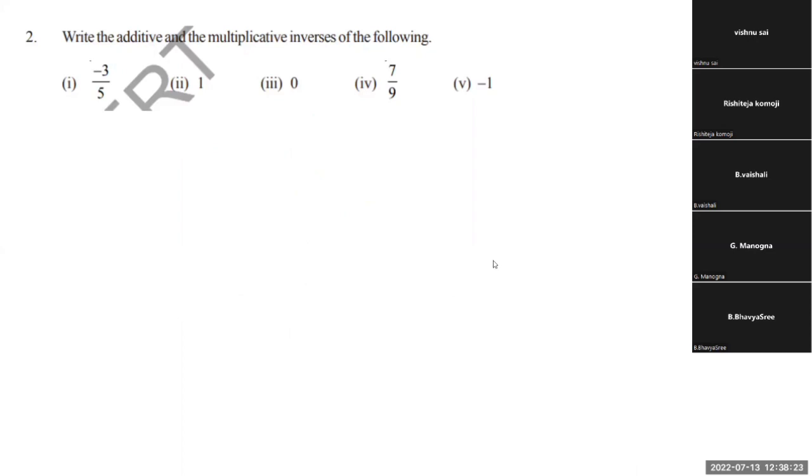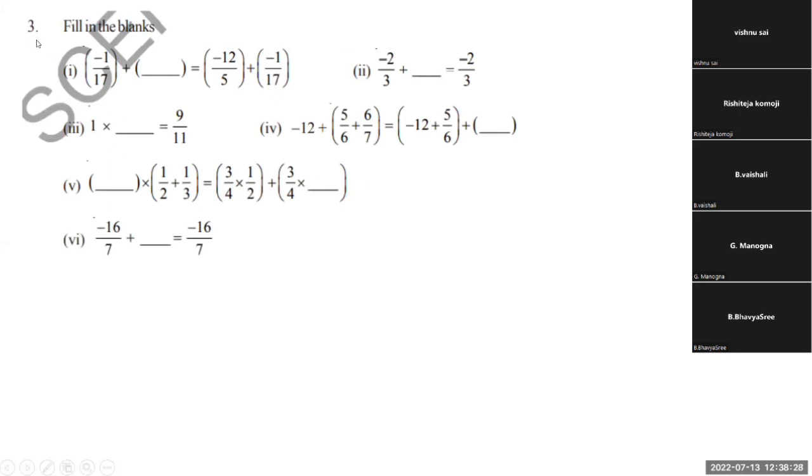Now, we'll go to the third one. Here, the third bit is your homework. Okay, you need to fill all the blanks using the properties. If you get any doubt, you ask me tomorrow in school. Very simple things, by the properties. The third bit total is homework.